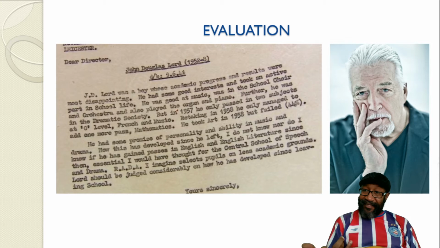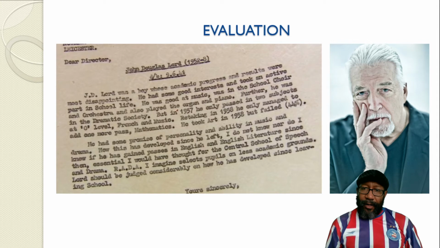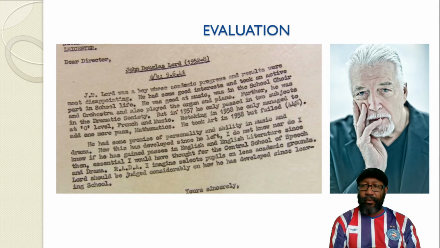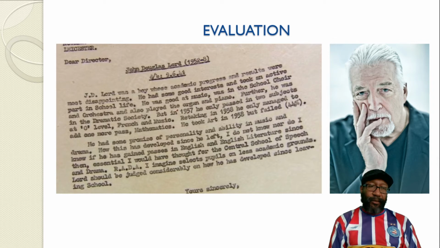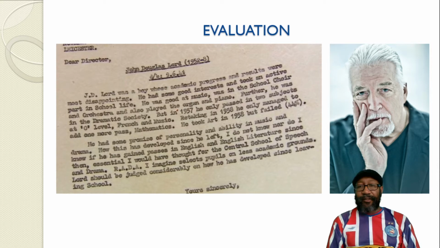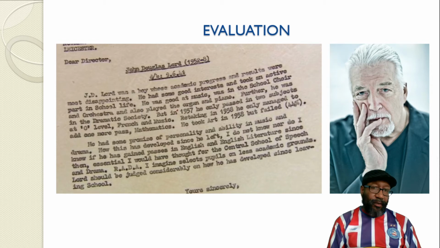But then, as you see in the second paragraph, he had some promise of personality and ability in music and drama. And actually, this guy became a professional musician, right? So I think the best way to make a valid evaluation is when you point out the good things and the bad things of the student. When you get just an evaluation showing you the bad things, you get disappointed. Some people give up. So it's interesting to have a balance. Talk about the bad things, but talk about the good things too.